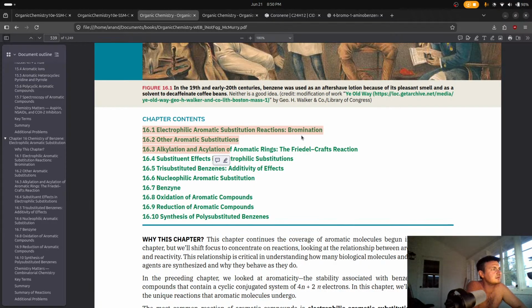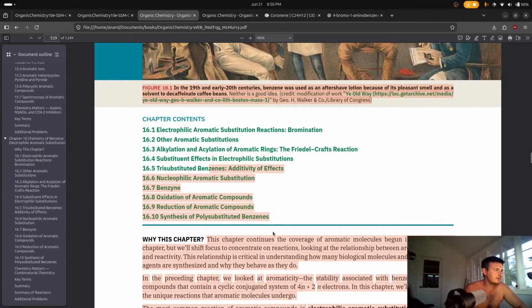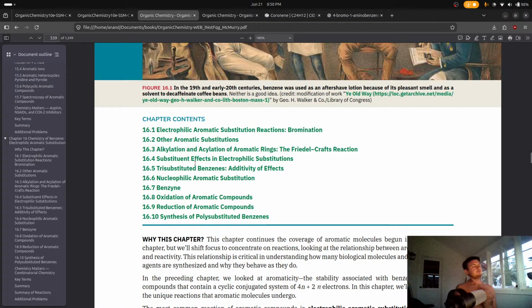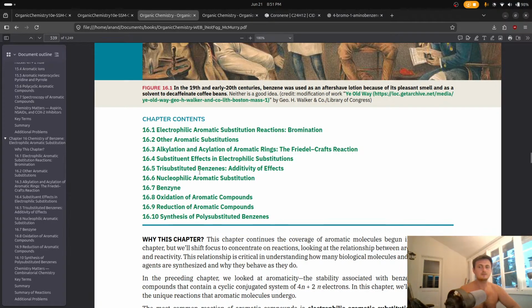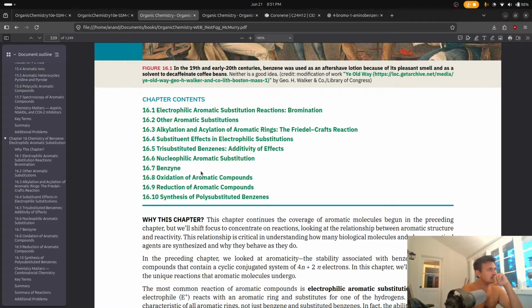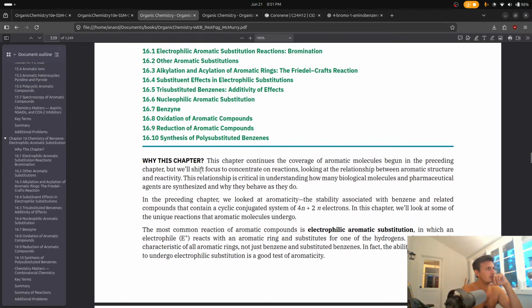I thought an acyl group is adding more rings. Okay, Friedel Crafts. Substitution. Okay. Substituent effects. Tri-substituted benzenes. Nucleophilic aromatic substitution, benzene, oxidation of aromatic compounds, reduction of aromatic compounds, synthesis of polysubstituted benzenes.